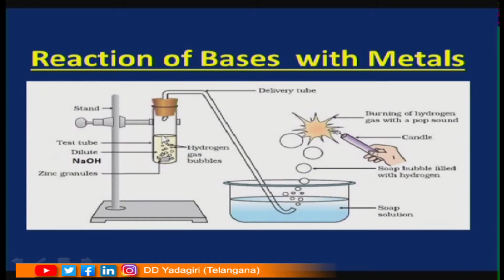Now, whenever this dilute NaOH solution is added to the zinc metal, some gas is evolved out of it, that gas is nothing but hydrogen gas. Whenever we take a burning candle near it, we will get a pop sound. By this we can identify that the gas is hydrogen. It is a very simple chemical reaction. Now, let us see what happens with the bases. Whenever zinc is added to NaOH, we get the formation of sodium zincate.